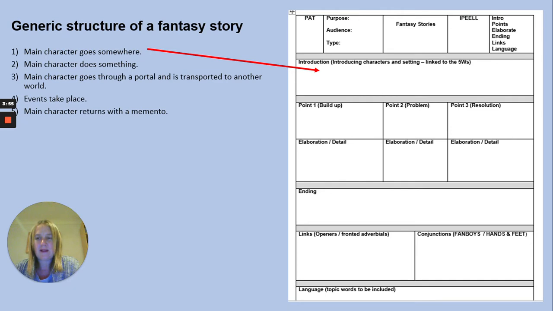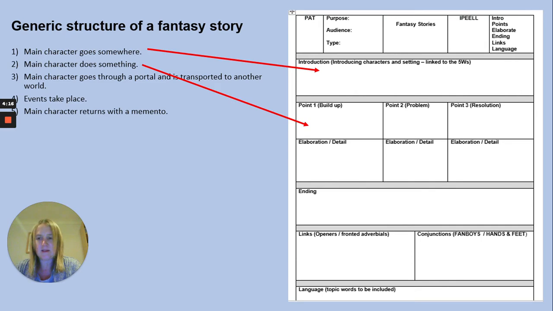So just to be clear then, the main character goes somewhere, so you might just want to jot that down next to the introduction. And remember, the introduction is where I introduce the characters, or you introduce the characters and you set the scene, and we talk about it linking to the five W's. But maybe not giving everything away, because we want the reader to be hooked and to read on.